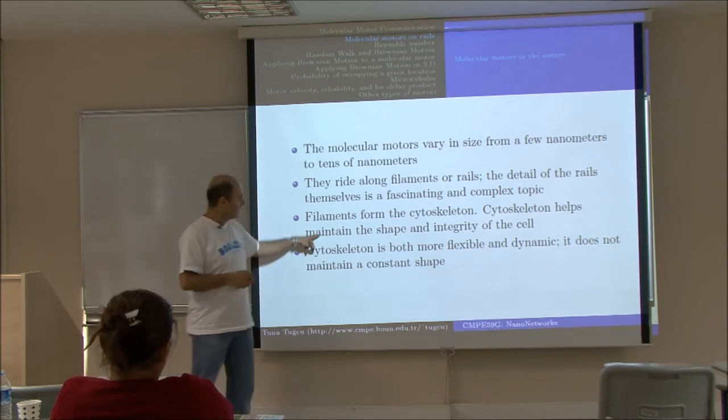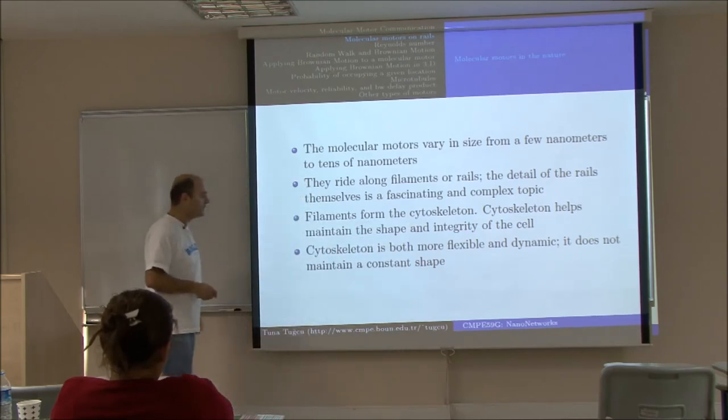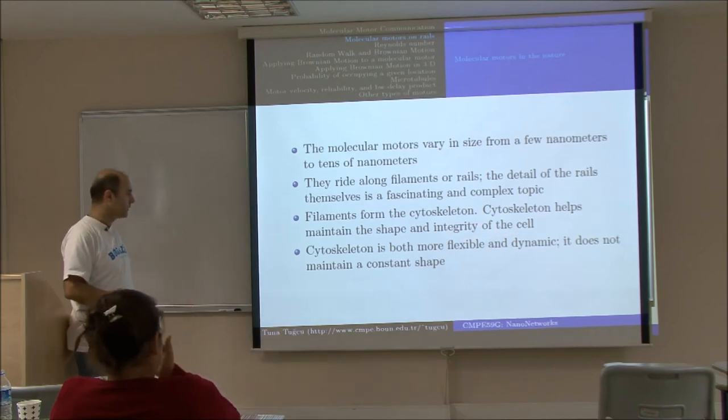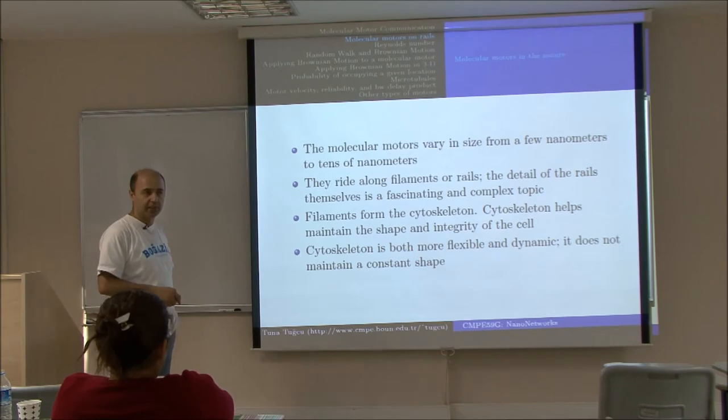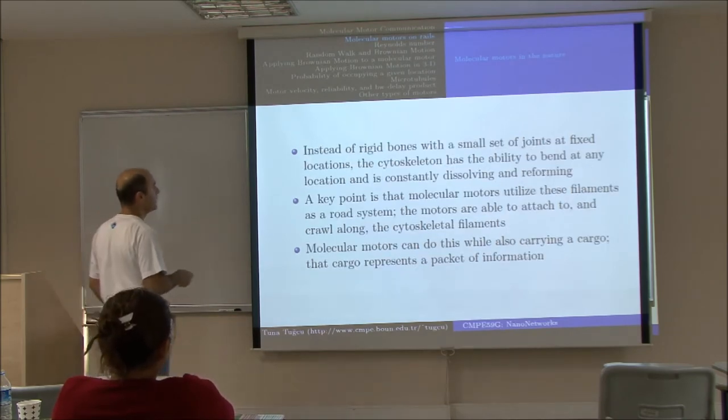So in that sense, it's maintaining the shape and the integrity of the cell. The cytoskeleton is both more flexible and dynamic. It does not maintain a constant shape since it's always forming and deforming these filaments.